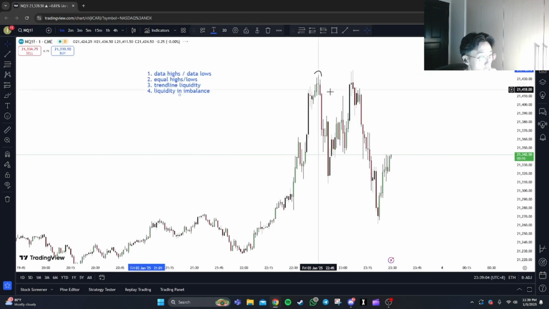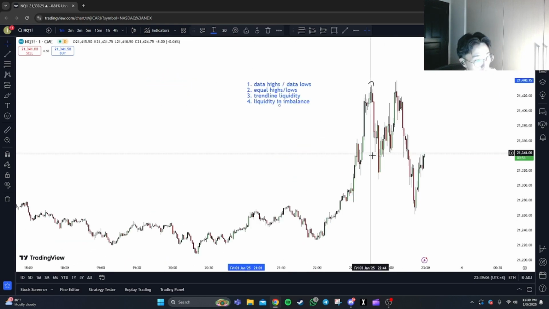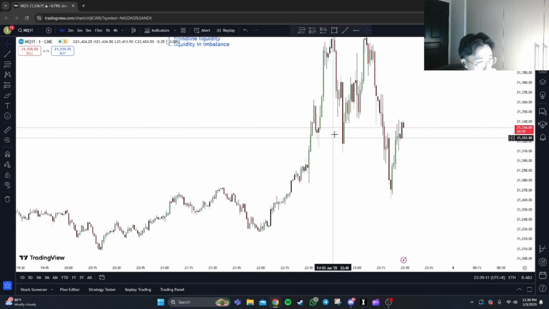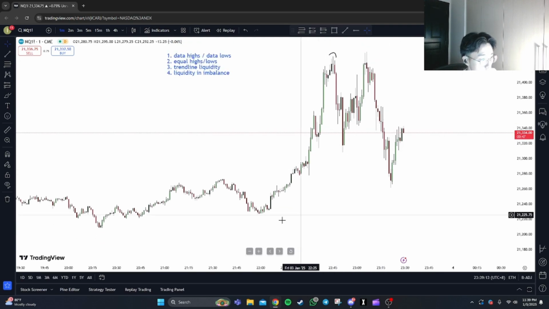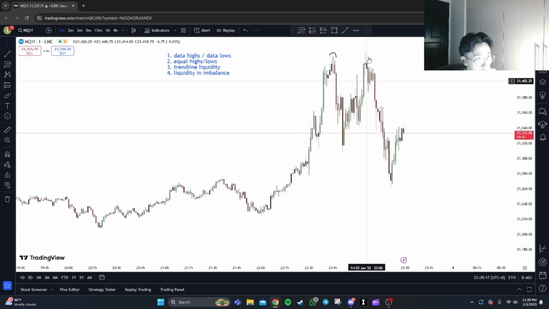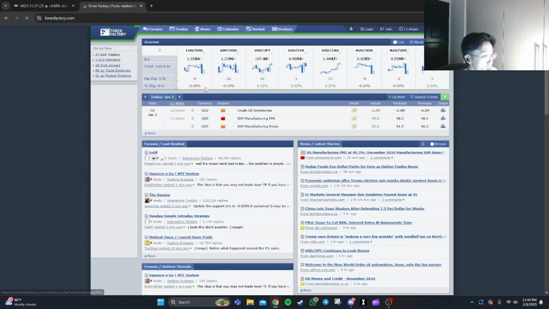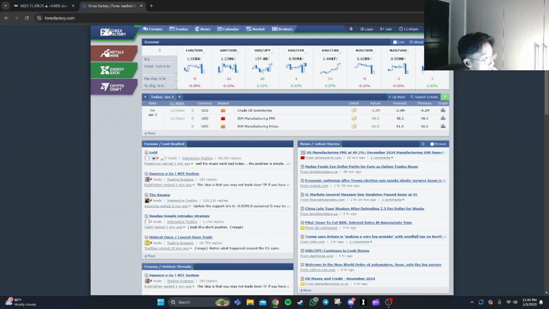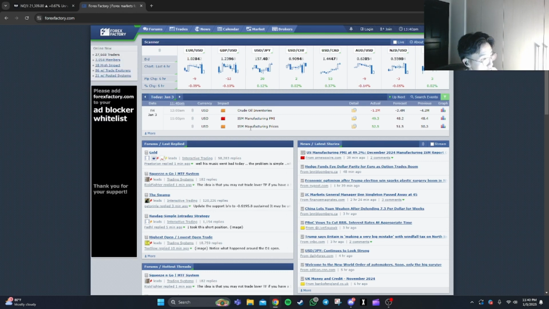But essentially, what are data highs, data lows? Data highs, data lows are essentially wicks or abnormally large wicks that form because of news events that cause price to be a lot more volatile and a lot more wicky. Alright, so what are data highs and data lows? If you look on forexfactory.com, alright, this is a website that shows you all the news events. Data highs and data lows is essentially wicks that are abnormally large, abnormally long, which are caused by news events such as these.